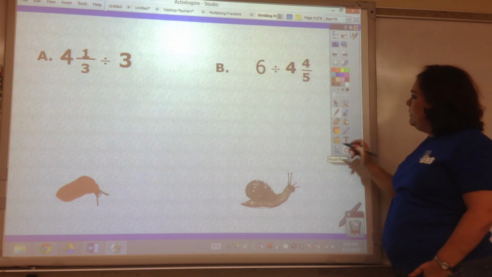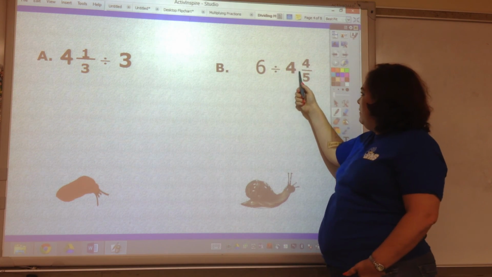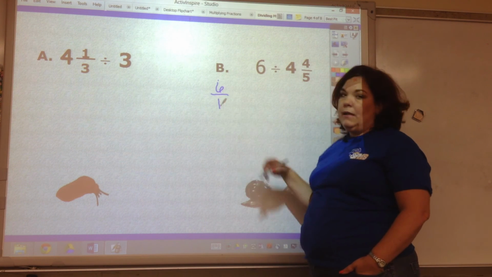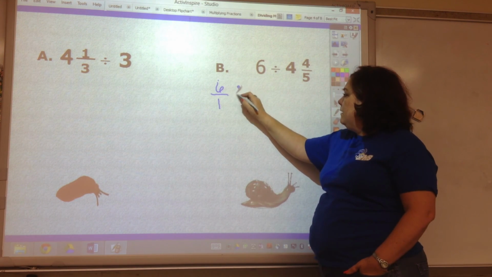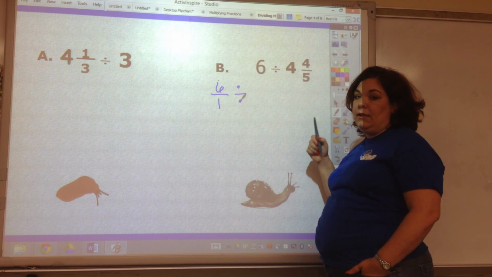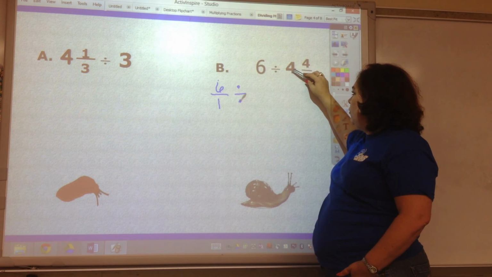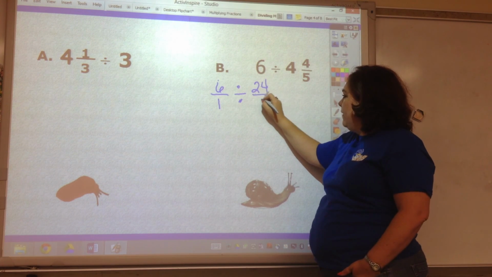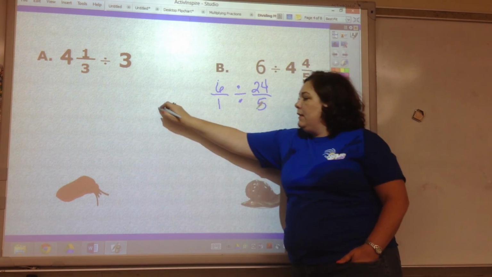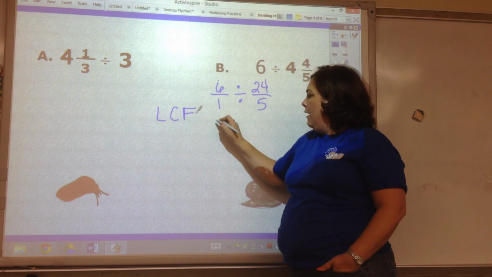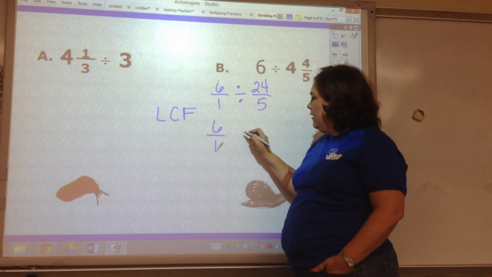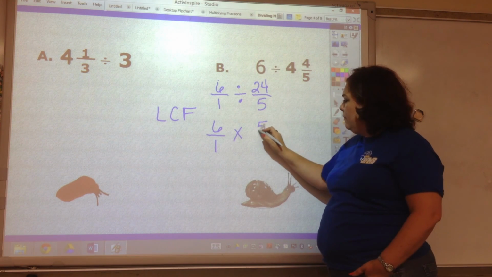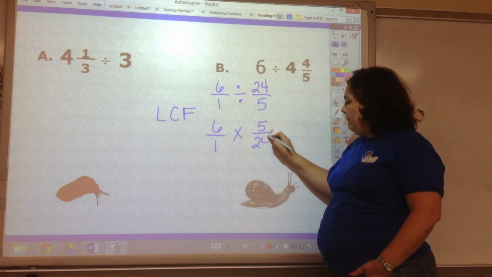Okay, let's look at this one. So now I have 6 divided by 4 and 4/5. I'm going to put 6 over 1 because I want to get it in fraction form, divided by, this mixed number has to go to a fraction. 5 times 4 is 20, plus 4 is 24, over 5. And now my leave, change, flip: I leave the 6 over 1, and I change it to multiplication, and I flip the second fraction.